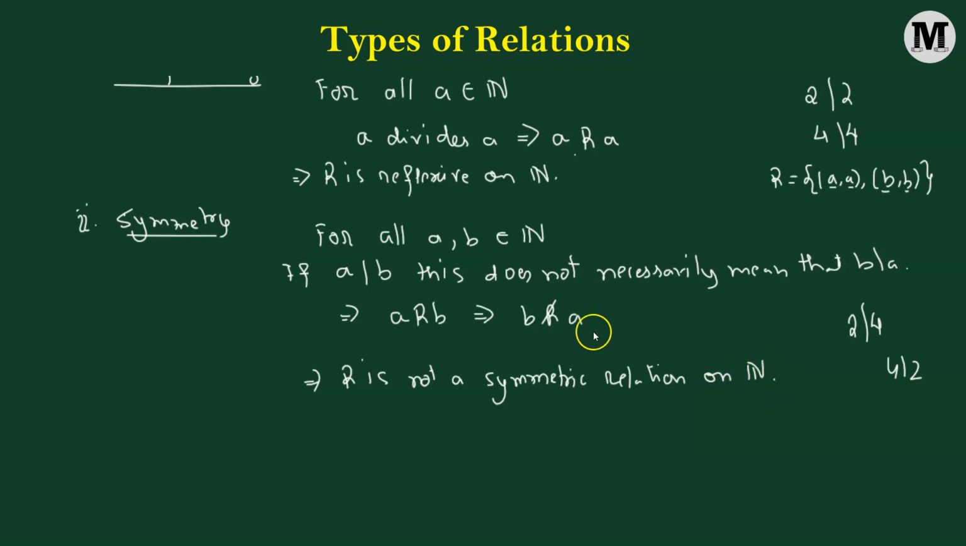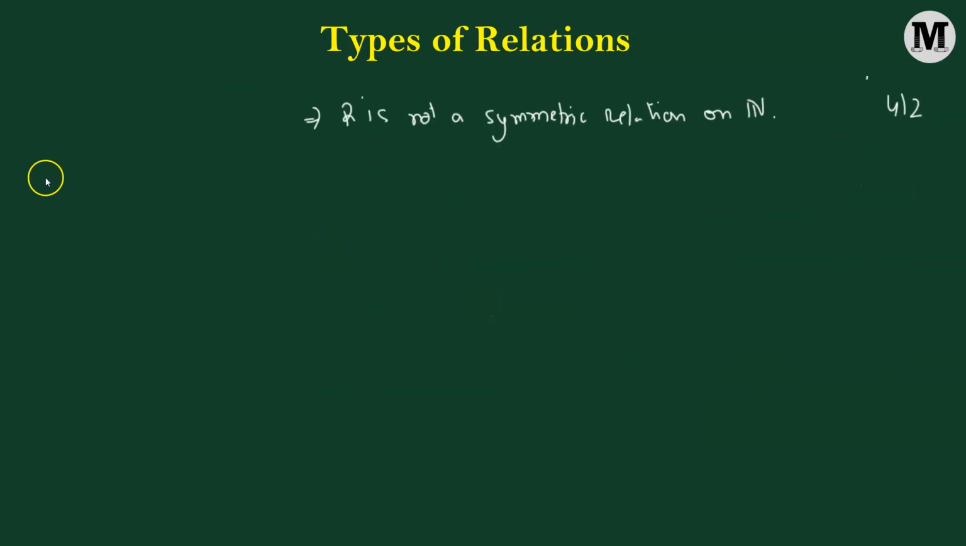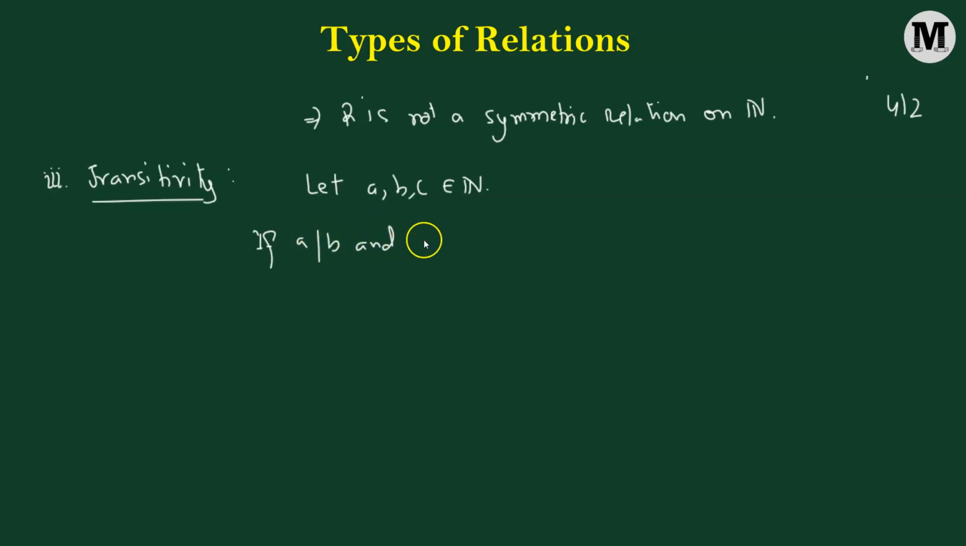Okay. Finally, we're going to check for transitivity. Here we're going to consider three numbers. Let those three numbers be A, B, and C, all natural numbers. If A divides B and B divides C, then it must be true that A divides C as well. We can understand this with the help of an example.